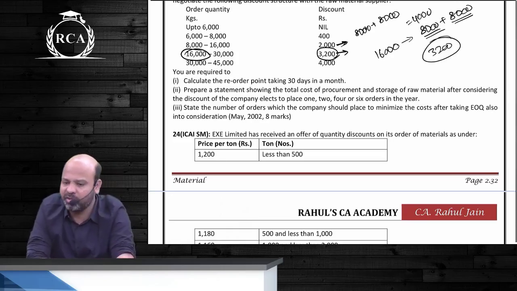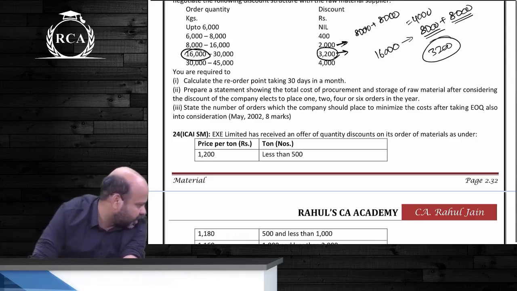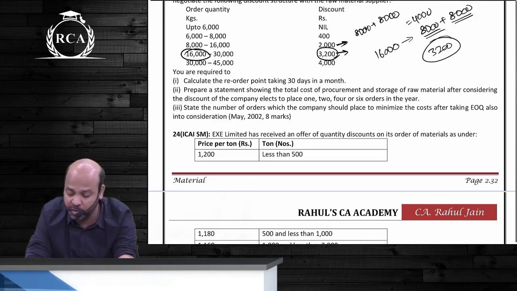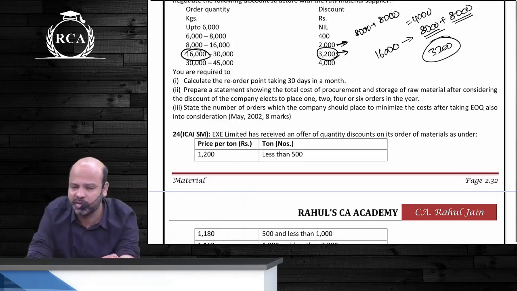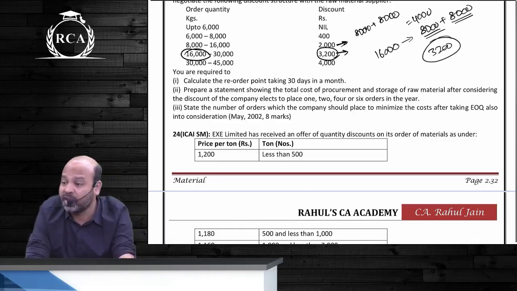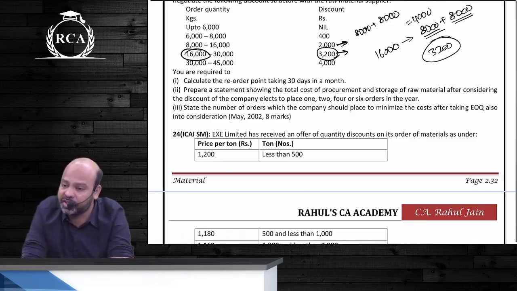If you place only one order in a year, you will end up ordering the entire 40,000 kgs at once. If you place 2 orders in a year, you will be ordering 20,000 kgs. If you place 4 orders, beta, you'll be ordering 10,000 kgs. If you place 6 orders, you'll be ordering 6,667 kgs. Based on these quantities ordered, we will have to compute our total carrying cost and total storage cost.